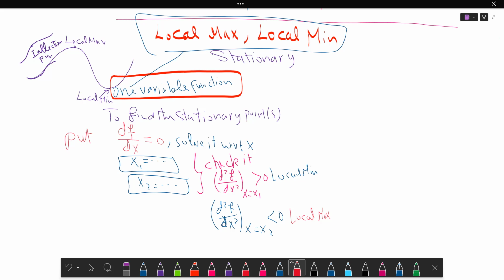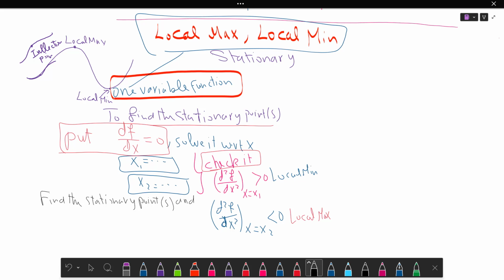This is how to find the stationary points, and this is how to check it, right? Finish? Example? For sure, it's easy, easy, easy. Okay, find the stationary point, maybe more than one, and classify them.